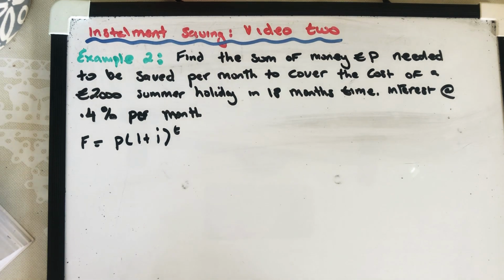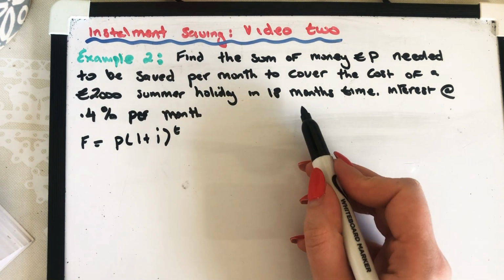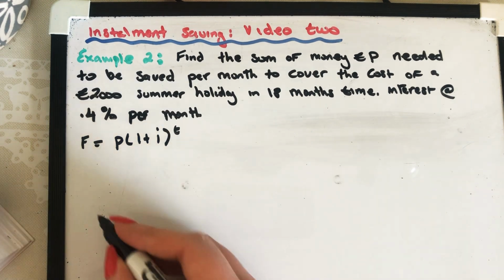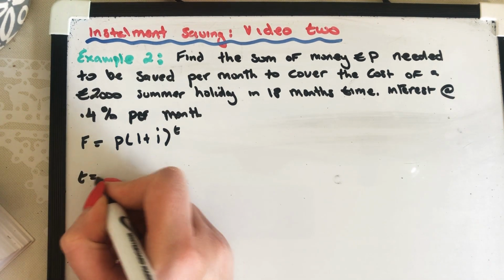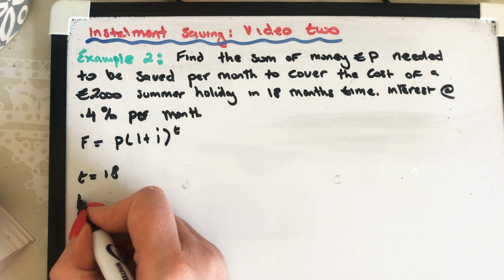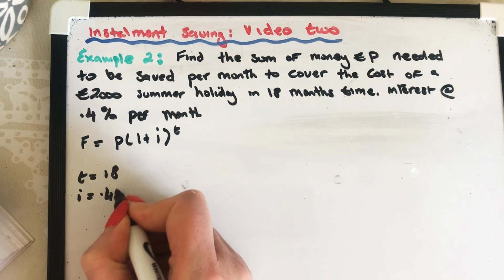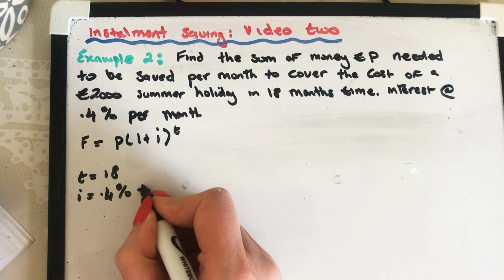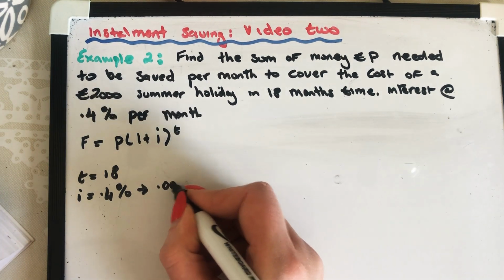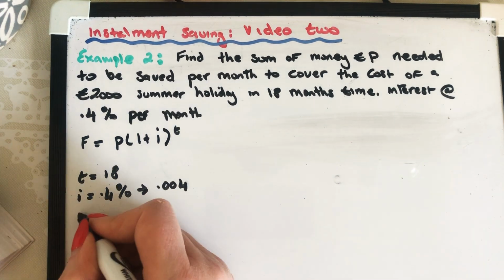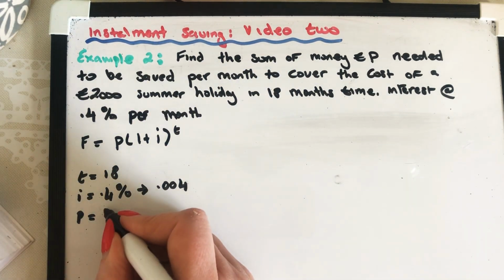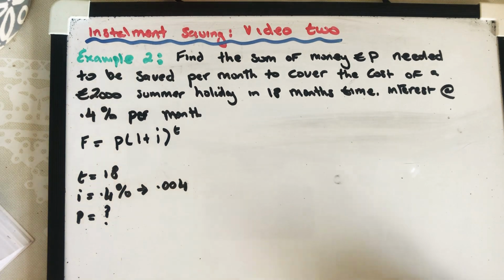Now, we know that there are 18 payments because they're totaled in 18 months' time. So straight away we know that the t value is 18. So let's write that down. t is equal to 18. We also know what the i value is here. So the i is 0.4%, and we're going to divide that by 100 to bring us to decimal. So we have 0.004. And our P value, well, it's €P in the question, so that's what we're trying to find out. So let's equal it to a question mark.